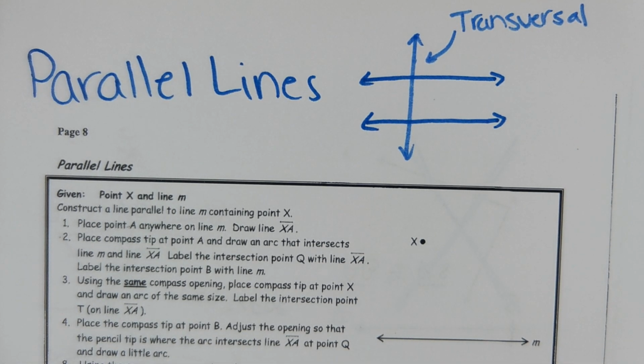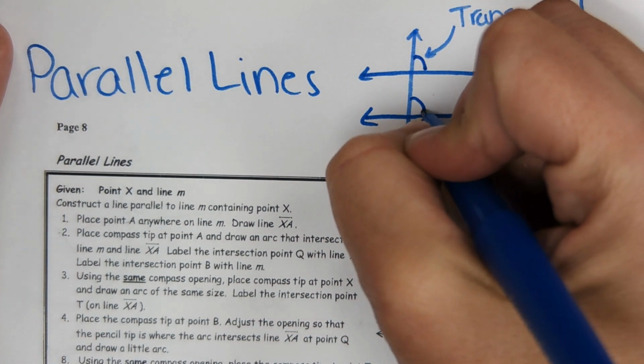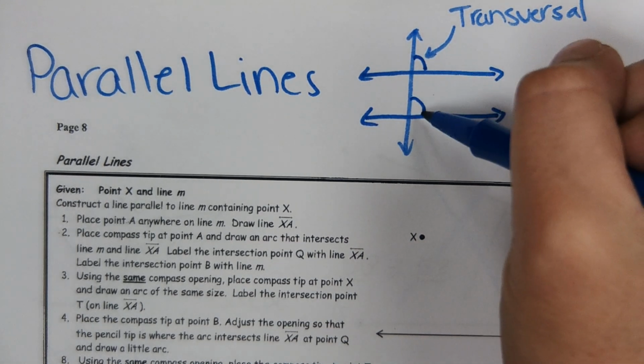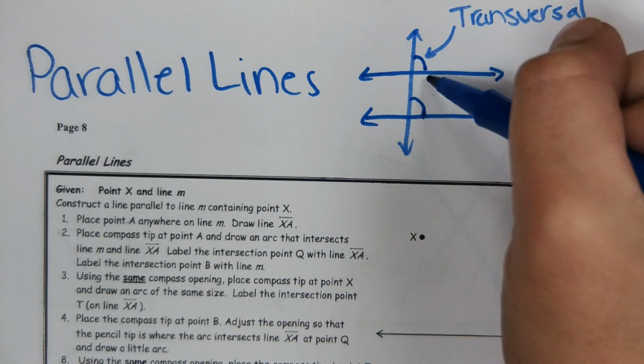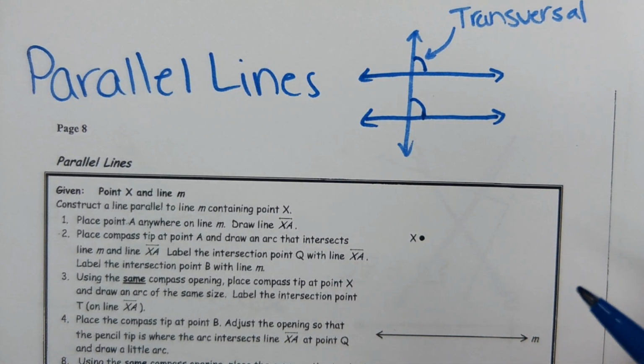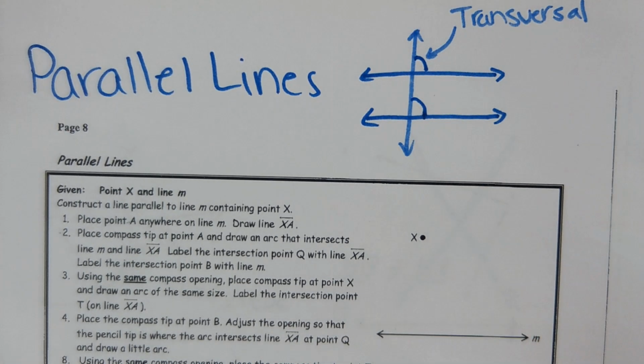So when you have a transversal, this angle and this angle are the same measure. Like this angle is the same as this. They're called corresponding angles, and if these angles are the same measure, you can prove that these lines are parallel. So essentially that's how we're making the construction. We're going to make two congruent angles, and then we can prove our lines parallel.